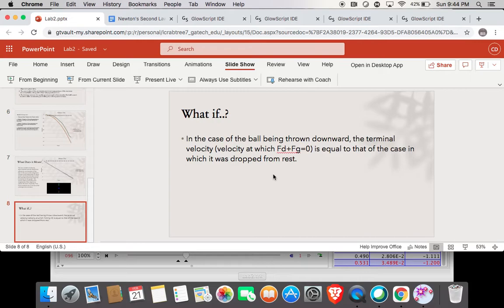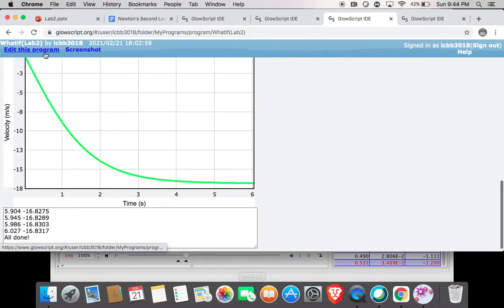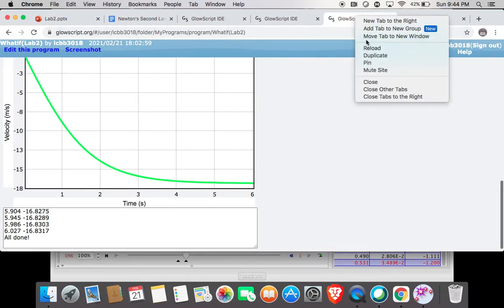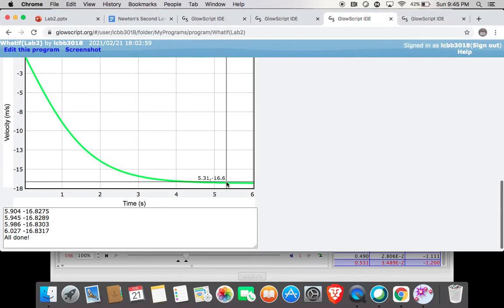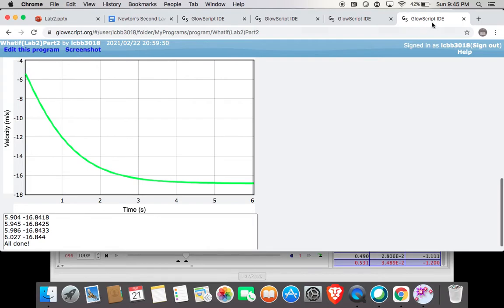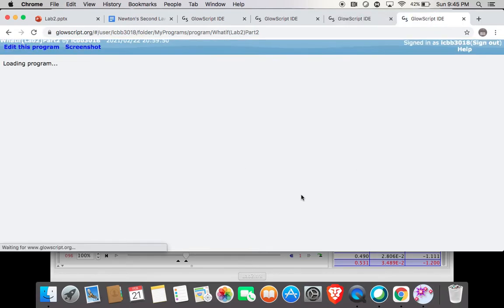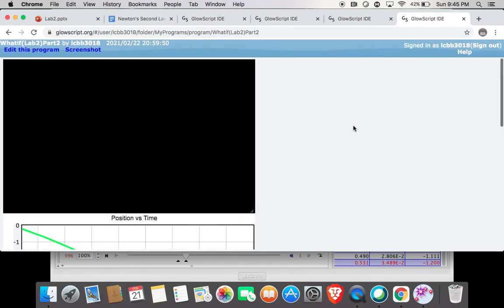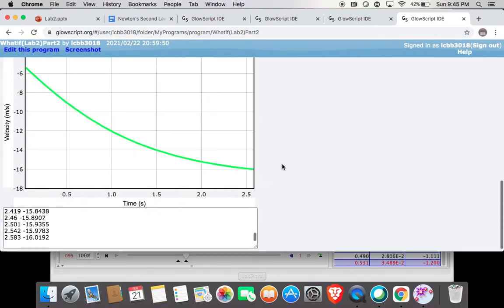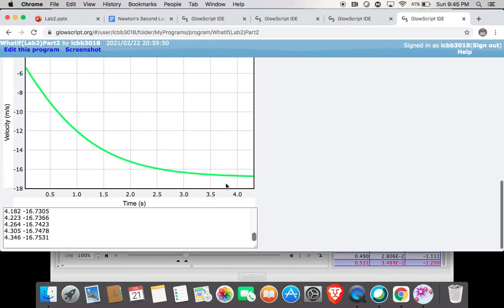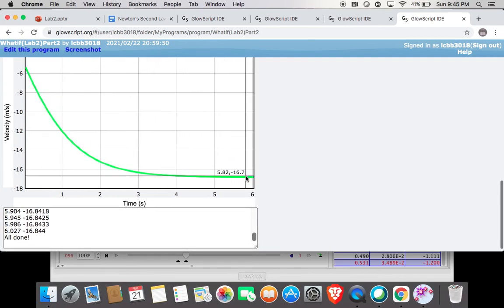Now, in the case of the ball being thrown downward instead of simply being dropped from rest, it can be seen that the terminal velocity is still the same, because in this case, with the ball being at rest, the terminal velocity is negative 16.8. And in the case where the initial velocity is negative 5 meters per second, the terminal velocity is still negative 16.8.